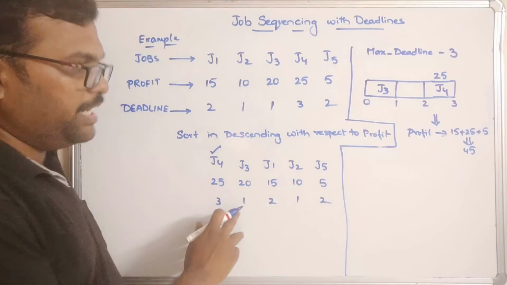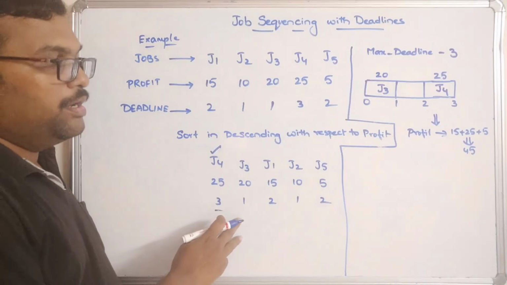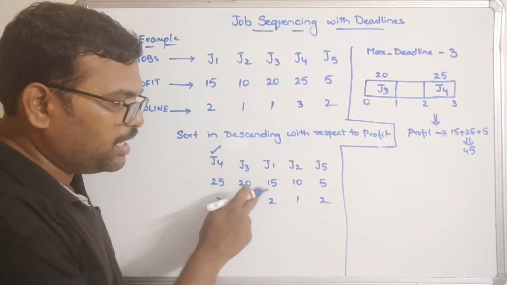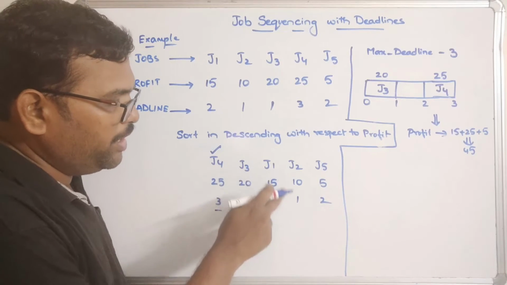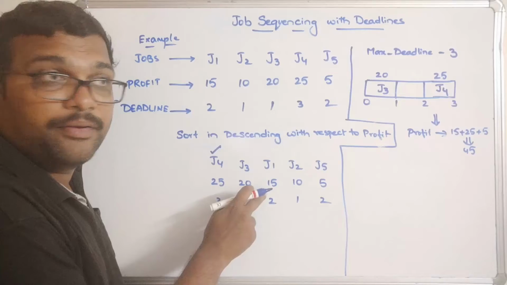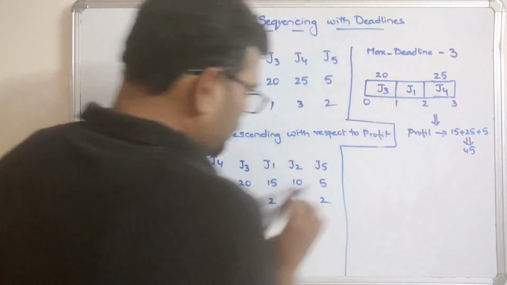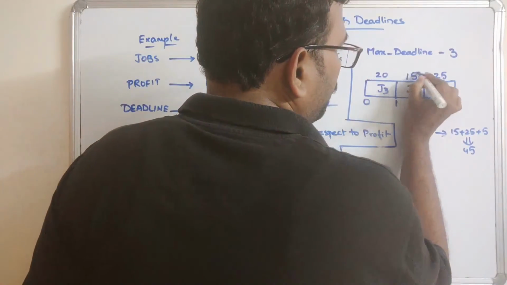J3 will be assigned here with a 20 profit. Next J1 15, that's the third highest profit, and its deadline is 2. So here we can assign J1. So what is the highest profit? 15. So 15 is the profit.